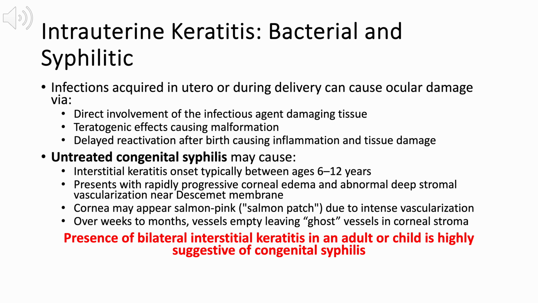Untreated congenital syphilis is a notable cause of interstitial keratitis, although it does not typically manifest until age 6 to 12. The disease often presents with rapid corneal edema and abnormal deep stromal vascularization near the Descemet membrane, with the cornea taking on a salmon pink hue, salmon patch, due to intense blood vessel growth. Over the course of weeks to months, these vessels may empty, leaving behind ghost vessels in the corneal stroma.